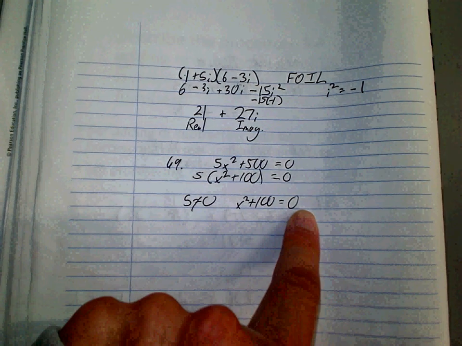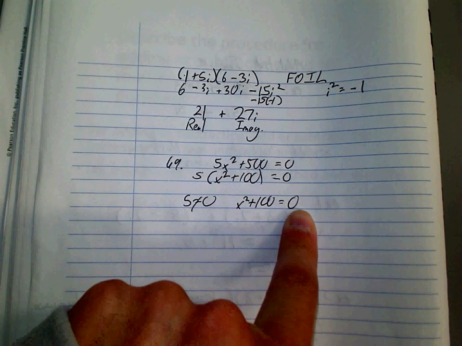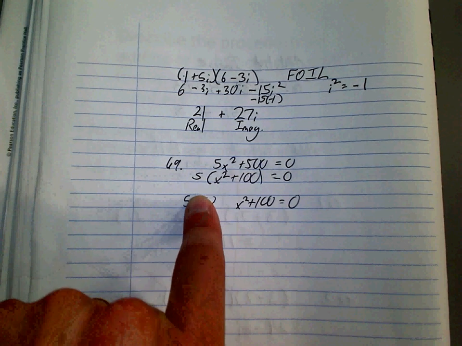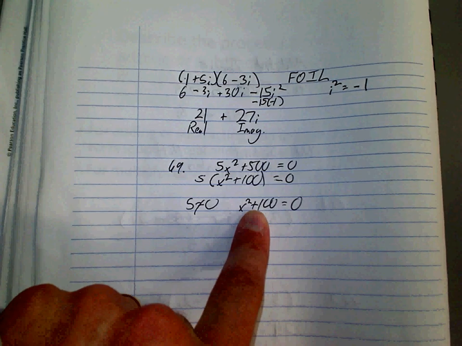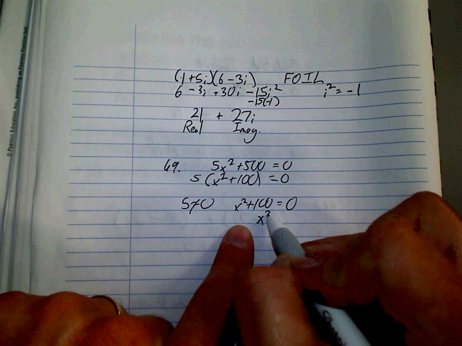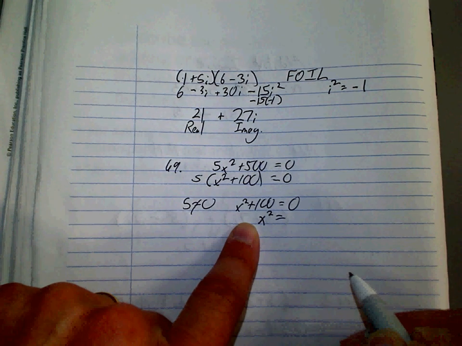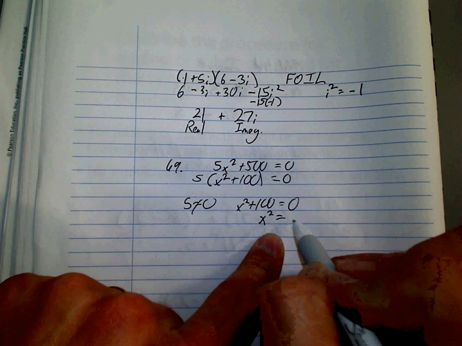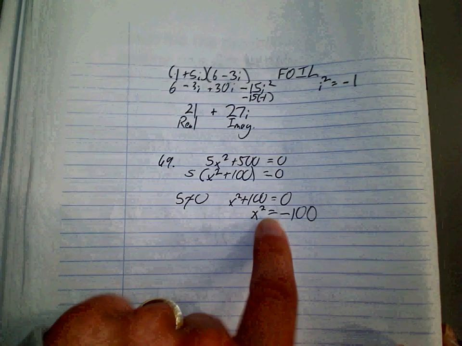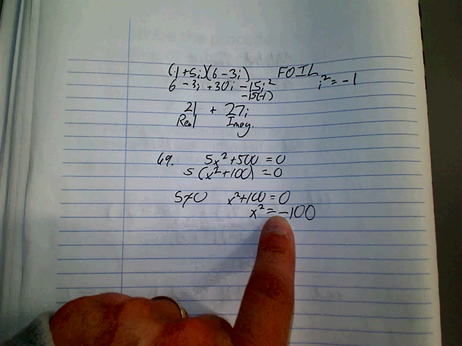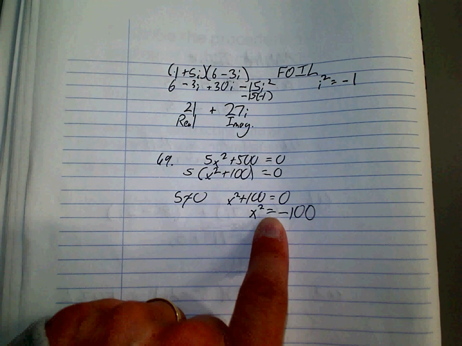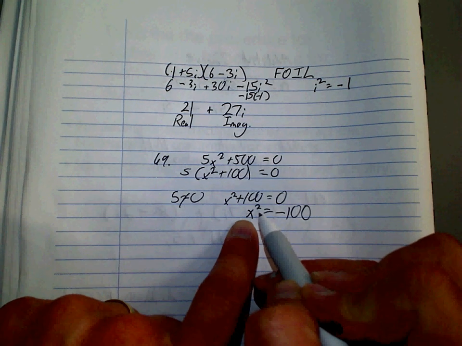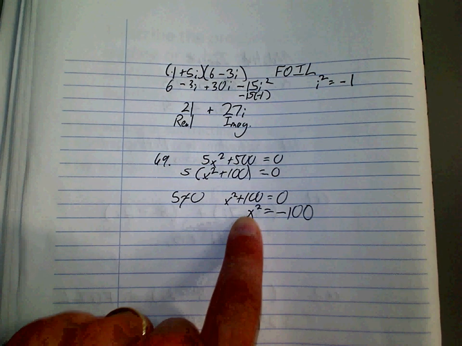We got our factor set equal to 0, which is pretty much where we could have started, if we just factor the 5 out to make the number easier. This would give me x squared equals what? Subtract the 100. Negative 100. And before you started working with imaginary numbers, you would have had to stop right there, because how do you find x when it's x squared? Anybody know this?